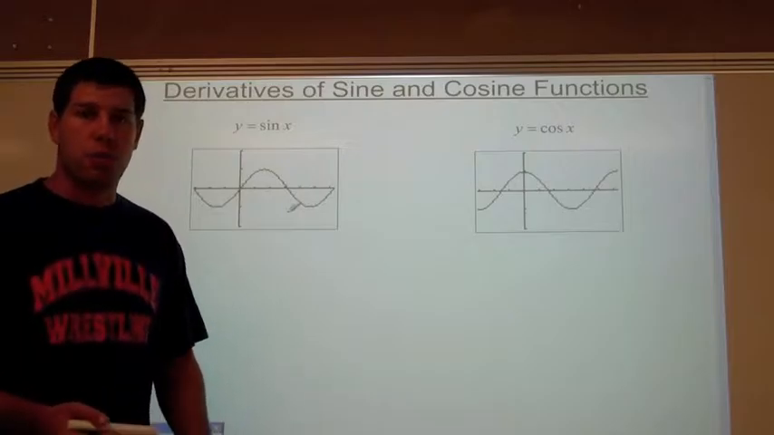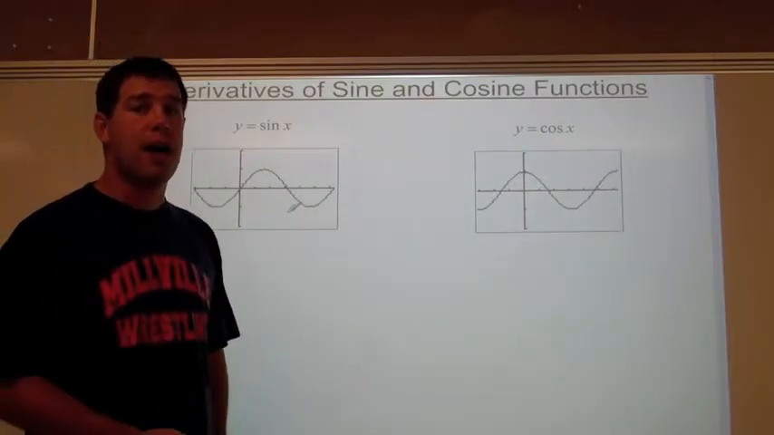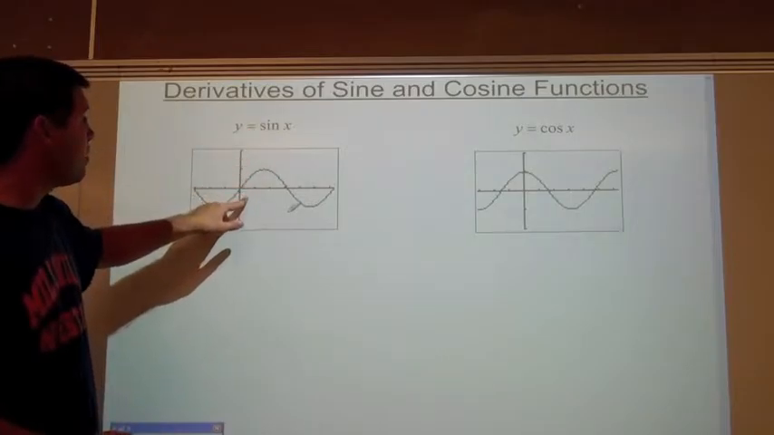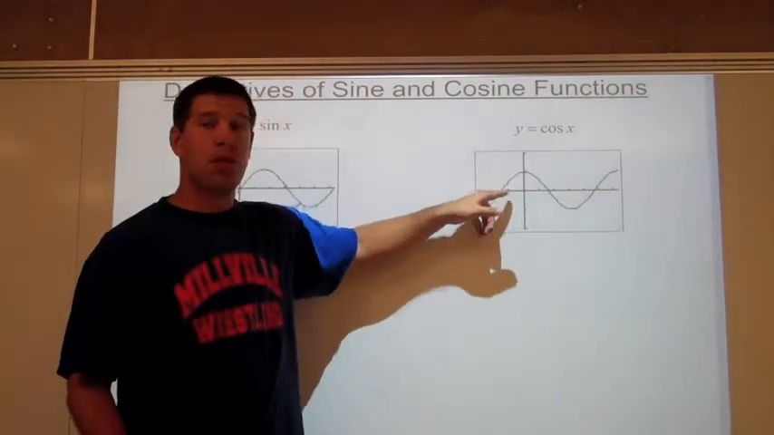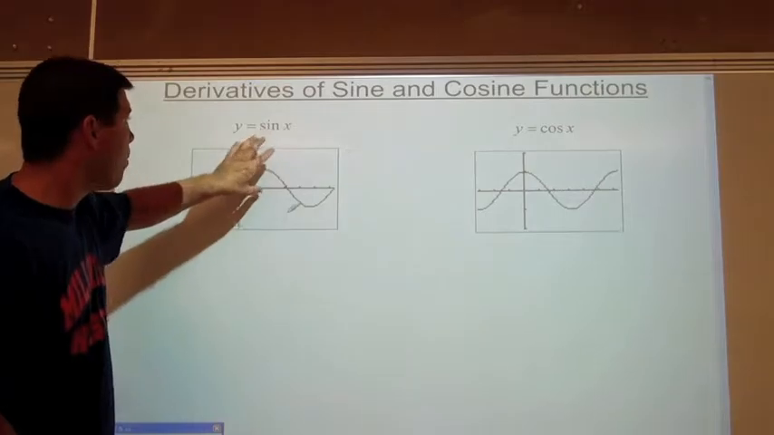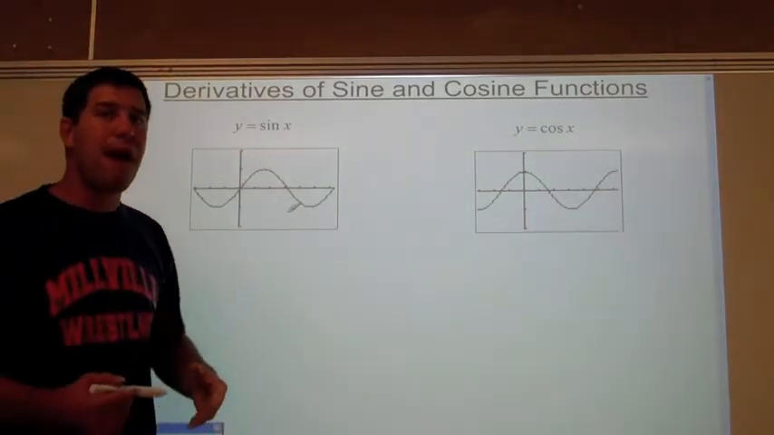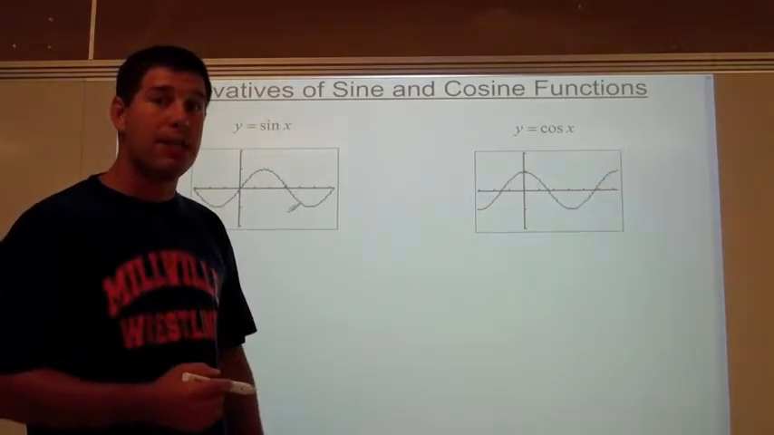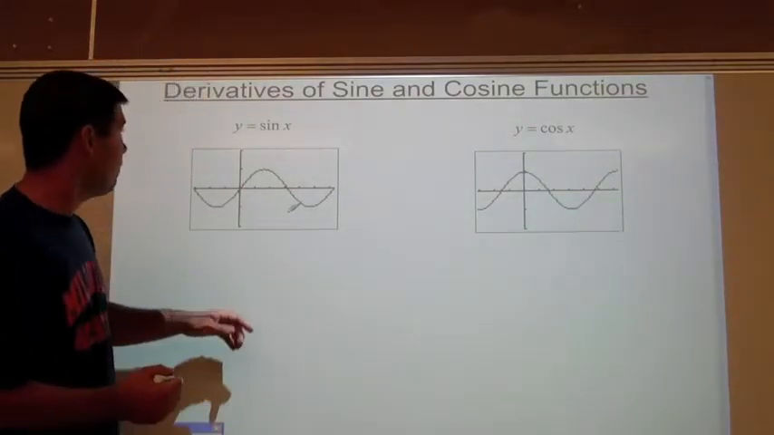Derivatives of trig functions. We're only going to focus on the sine function and the cosine function today. You have the graph of y equals sine of x, the graph of y equals cosine of x. We're going to start with y equals sine of x. We want to find the derivative of y equals sine of x. We're going to do this by graphing a couple points where the derivative exists.